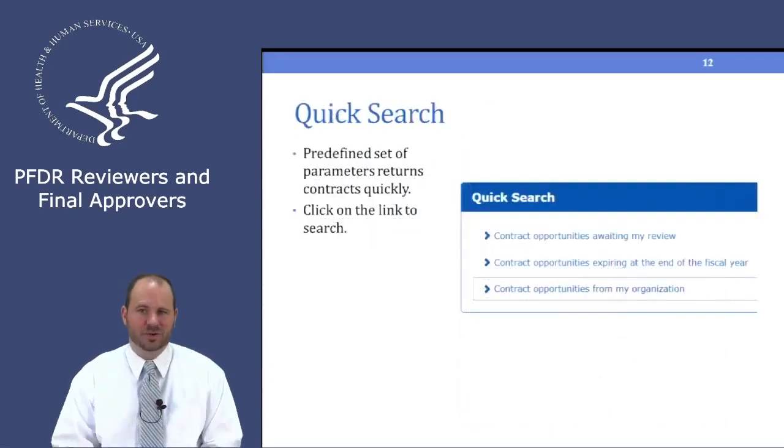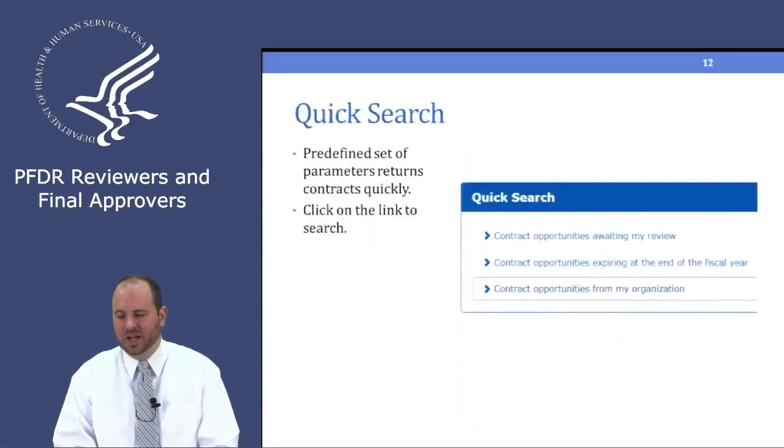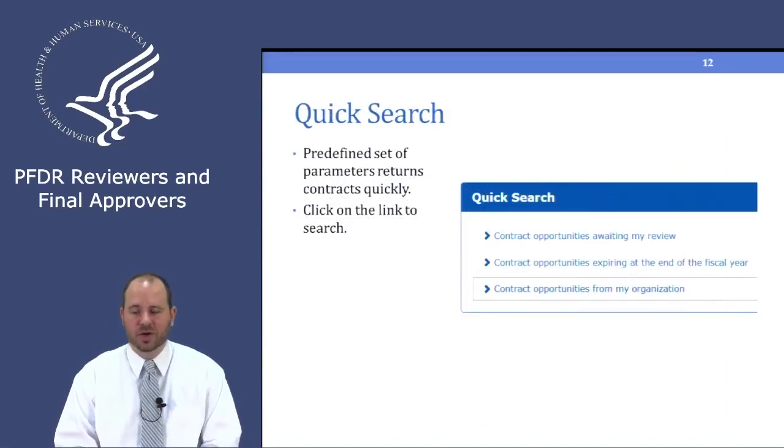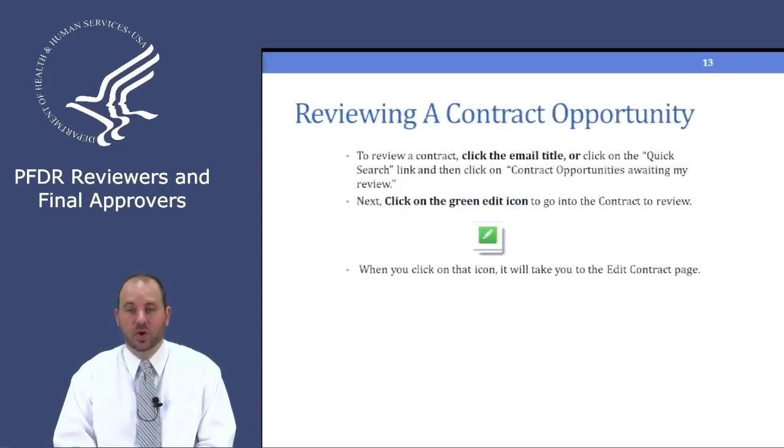And again, here's the quick search. Not only is there a quick search that you can do for awaiting my review, but we've got some other quick searches in there as well, like contract opportunities from my organization, contract opportunities expiring at the end of the fiscal year, and so on and so forth.